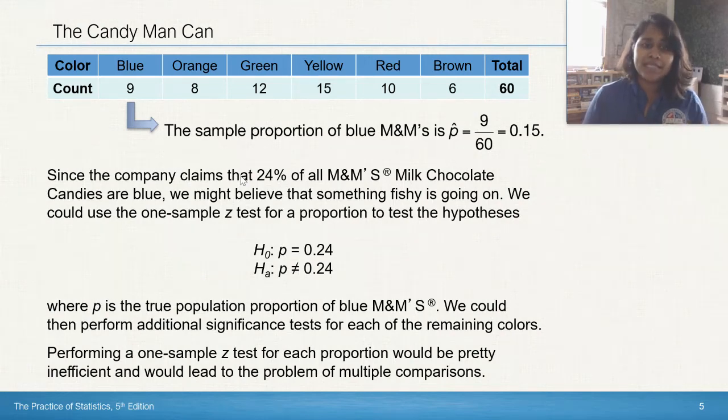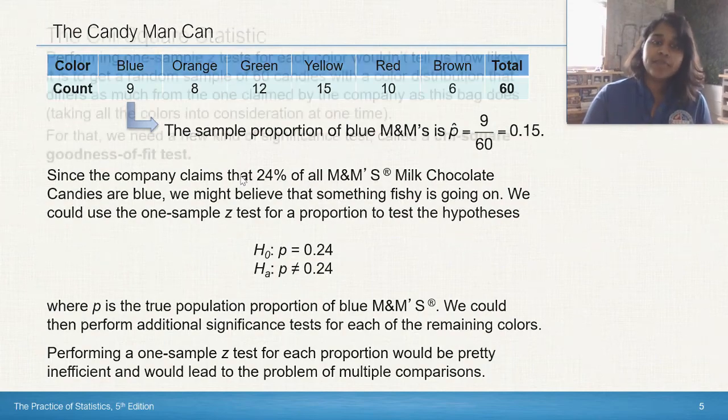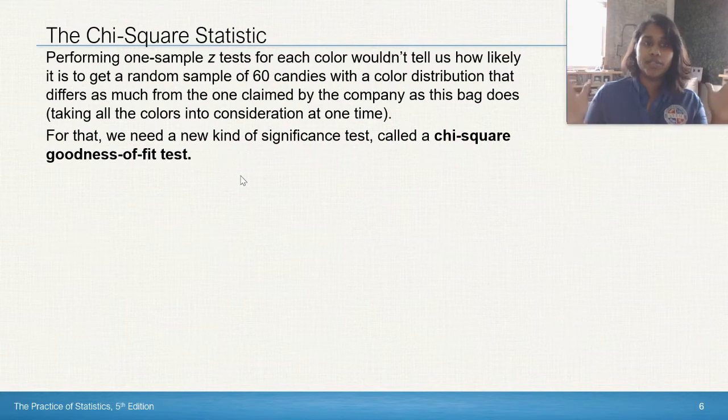You've got to do a z-test for each and every single category. And what if you've got more than just 6 categories in a future experiment? That just seems like a lot of work, and it seems chaotic to deal with so many different comparisons. So instead, they have the chi-square goodness of fit test.